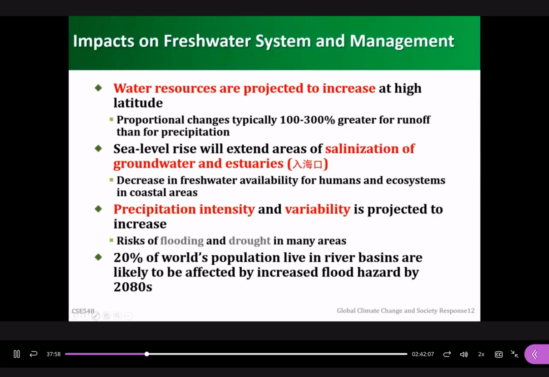And here the precipitation intensity and variability is projected to increase. The intensity means there will be more heavy rains. So for example, in Hong Kong, in recent years, almost each year we suffer from one signal-turn tropical cyclone, and it will bring more heavy precipitation to the inner areas. The variability means the distribution is not uniform. So in recent years, we heard a lot about heavy precipitation in some regions, and we also heard about droughts in some other areas. So this is the variability of the precipitation.